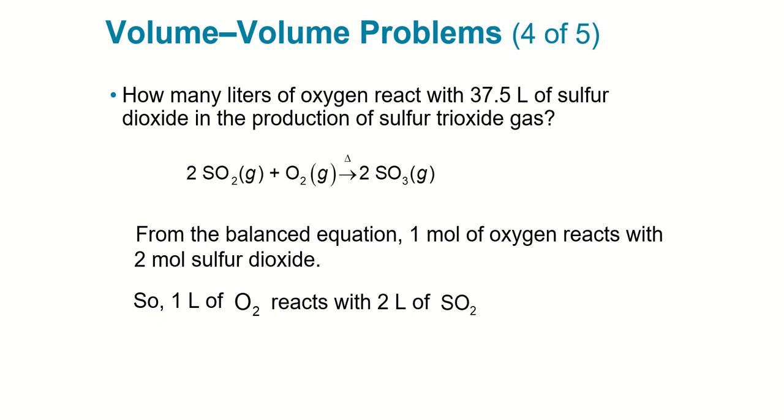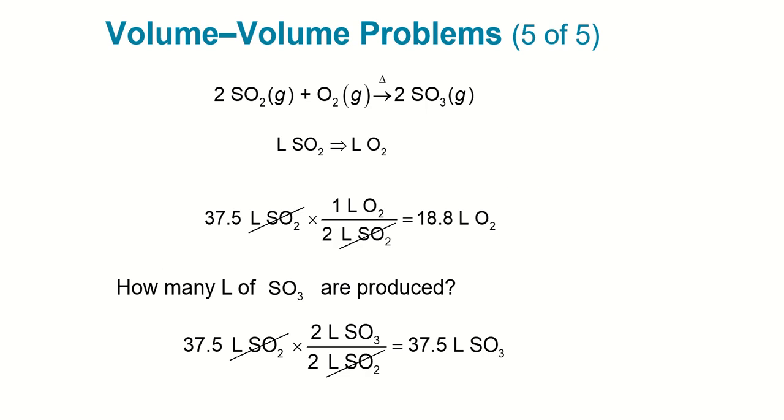How many liters of oxygen react with 37.5 liters of sulfur dioxide in the production of sulfur trioxide gas? So we have 2 moles over here, 1 mole over here, 2 moles. So I have 2 per 1 per 2, right? If I have 1 liter of O2, this O2 will react with 2 liters of SO2, because they are equivalent.